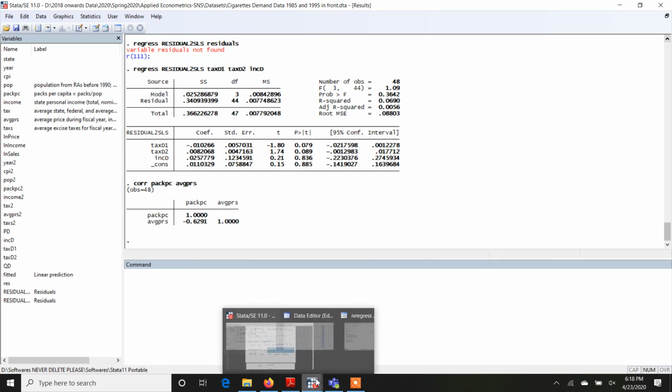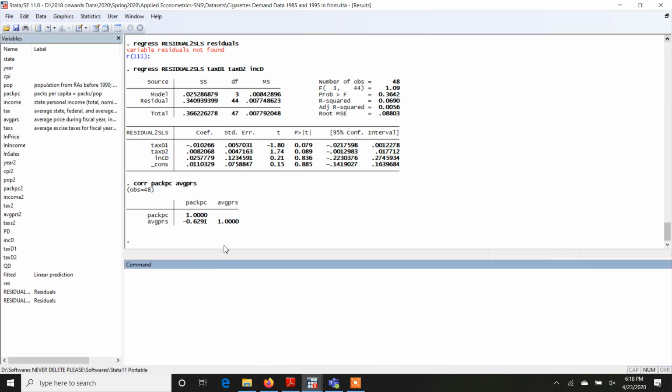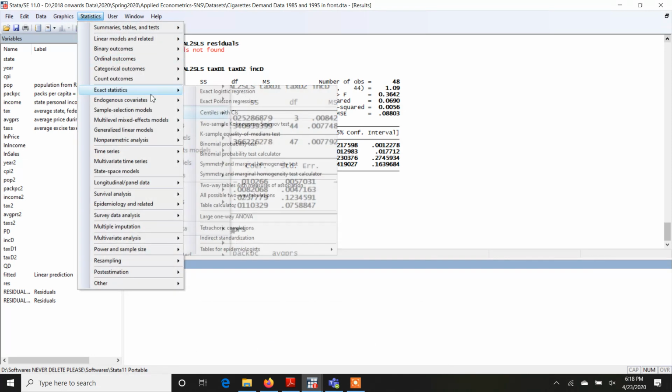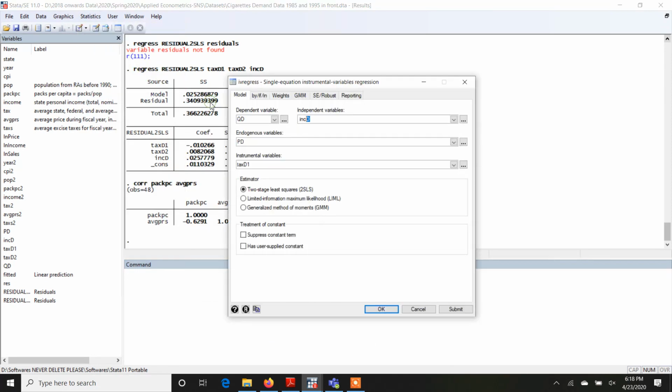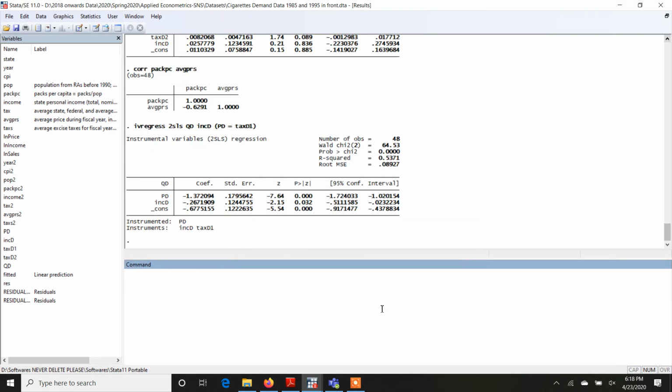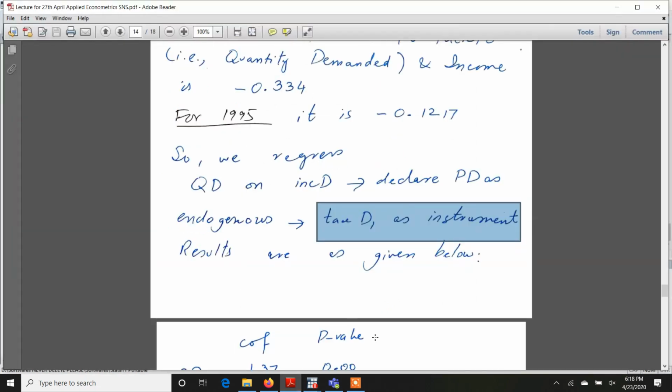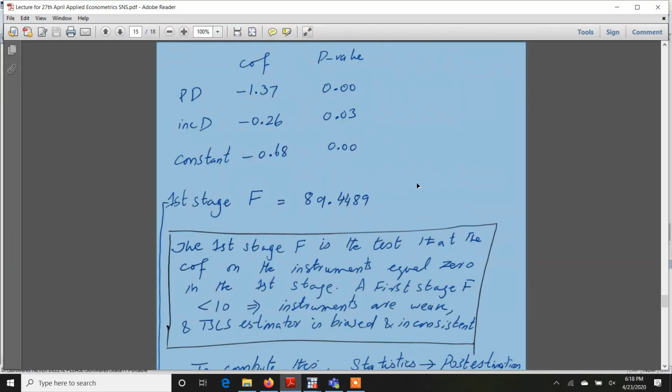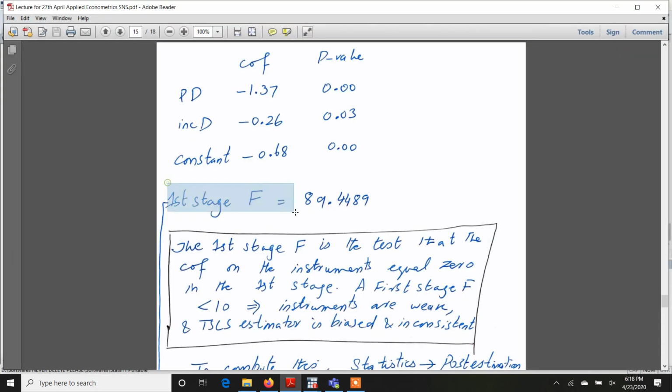So, endogenous covariates, single equation, income D, and then I will press OK. These are the results that I have copied here, these coefficients and the p-values, right? Then I want to see the value of the first stage F statistic.